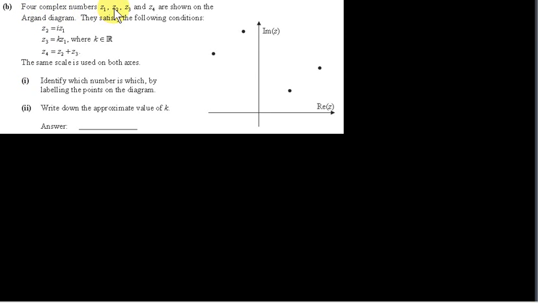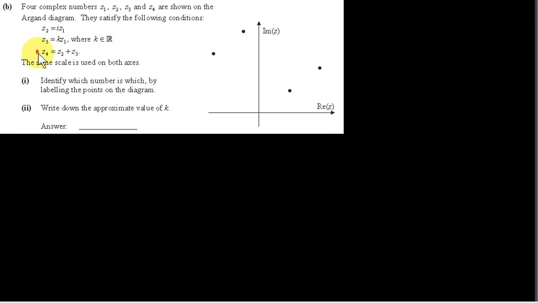Four complex numbers z1, z2, z3 and z4 are shown on the Argand diagram. They satisfy the following conditions. z2 is i times z1, z3 is k times z1 where k is a real number, z4 equals z2 plus z3. The same scale is used on both axes. Identify which number is which by labeling the points on the diagram.